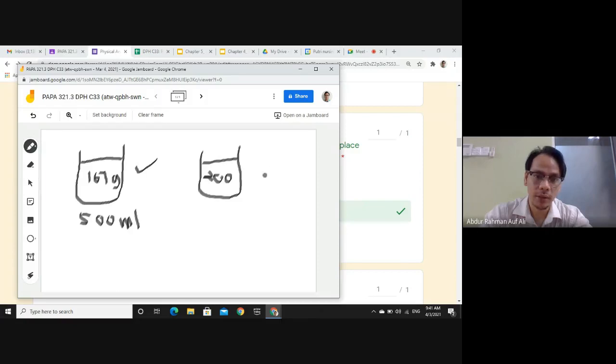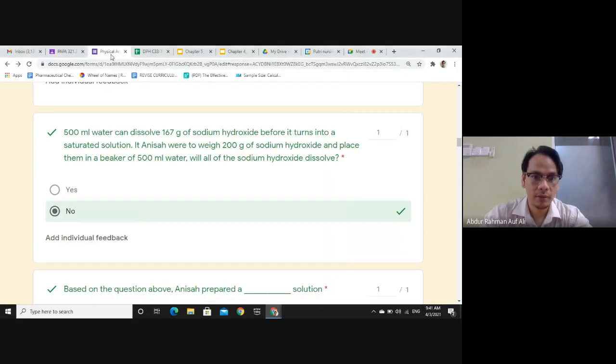The answer is no, because it says here if 167 is added, that is the limit for it to be a saturated solution. Saturated solution means it cannot dissolve anything more. That is what saturated means, it is full, nothing more can enter.